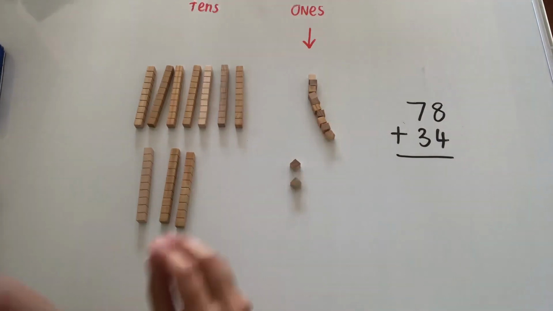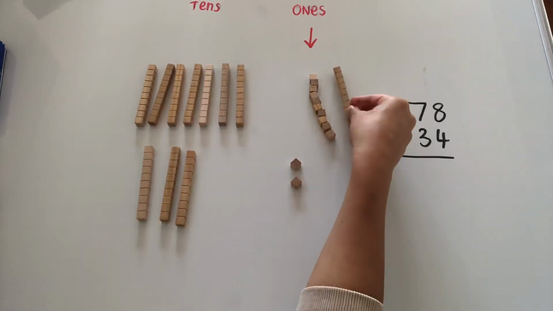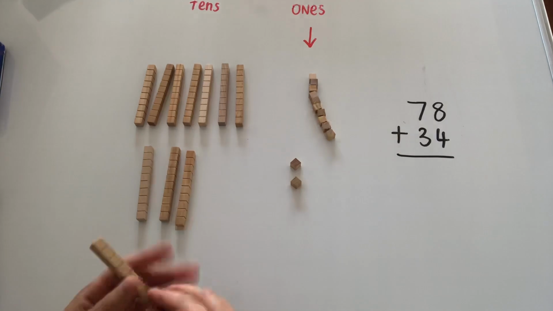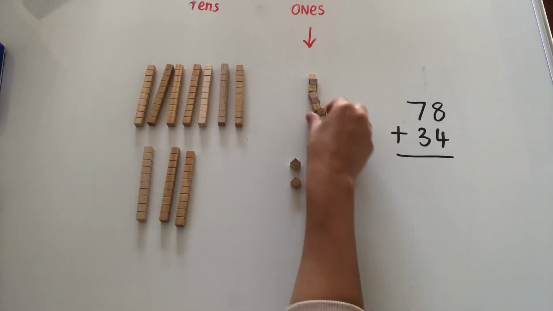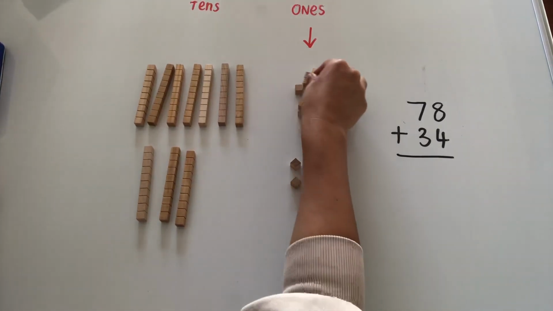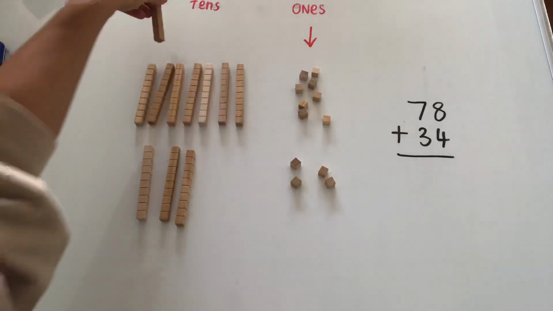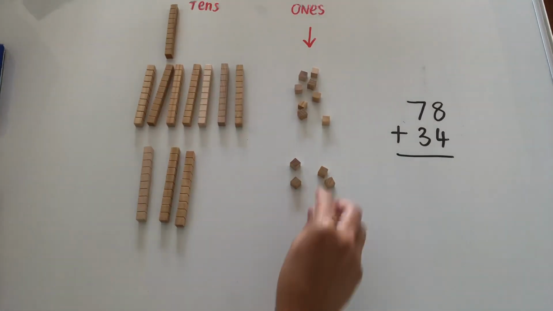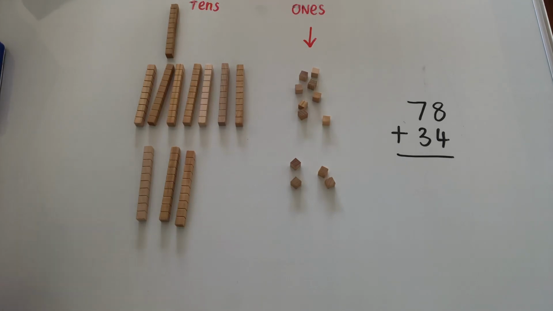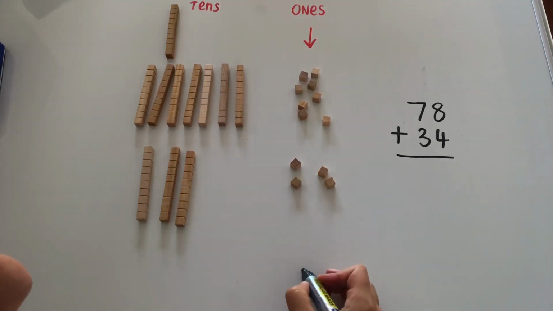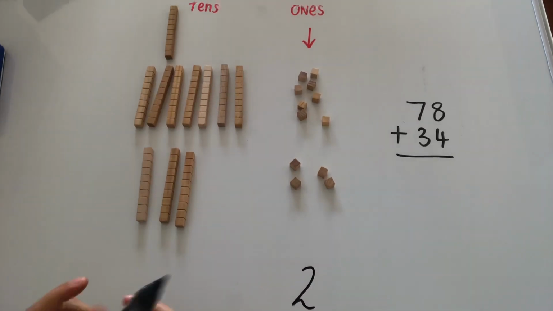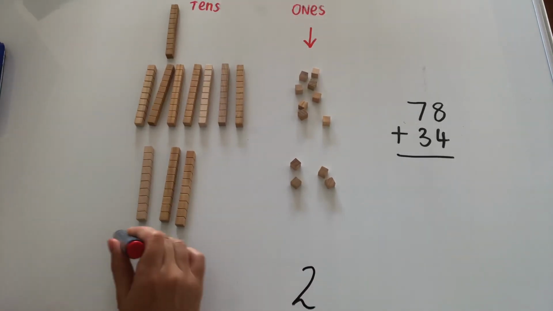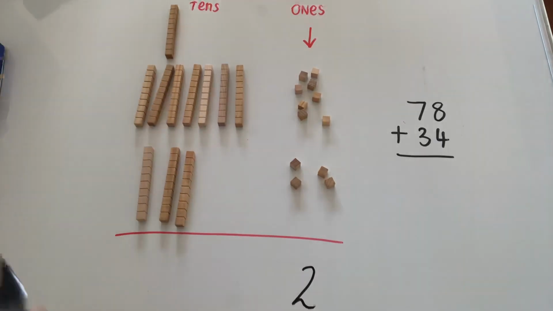That would be exactly the same as me taking one of these rods. So what I'm going to do is I'm going to get one of my rods and I'm going to carry it over. So 8 and 4 is 12, so I'm putting my 2 ones down the bottom, and I've carried my 1 ten to my tens column. Remembering when you're writing it out, write that big 1.